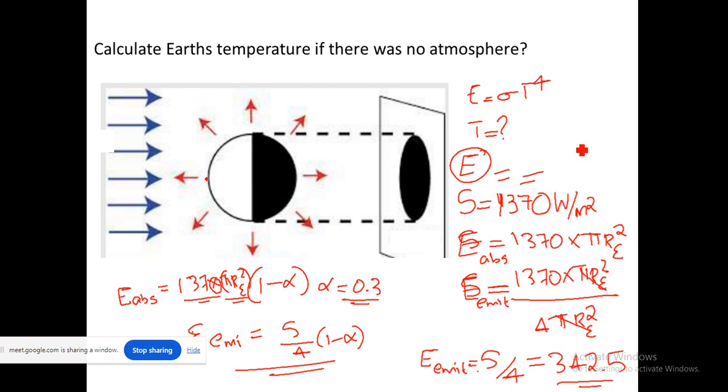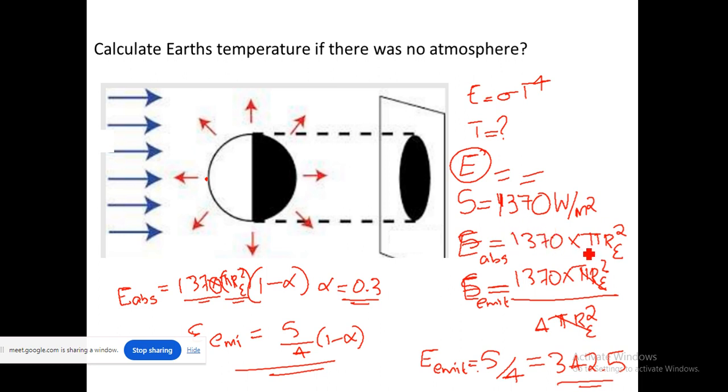So what we did, we were trying to calculate the temperature of the earth. So for that we are using the Stefan Boltzmann law, which is given by E is equal to sigma T raised to 4. So in order to calculate T, we should know what is E. So E is basically the energy emitted by the surface. What we know is the amount of radiation reaching the Earth, which is 1370 watt per meter square. So this is per unit area.